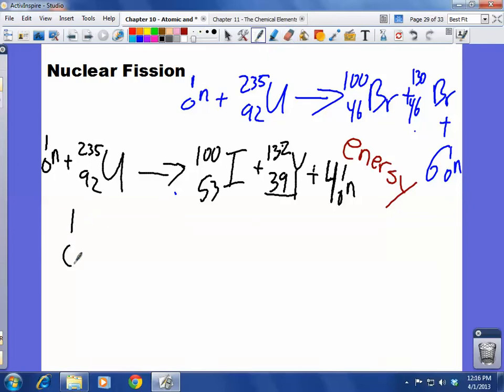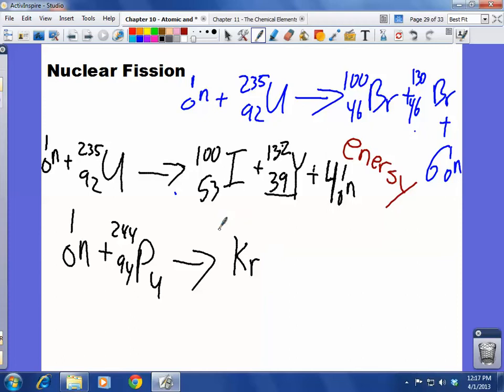Okay. Let's say this time I'm firing this neutron at plutonium. Find plutonium. And this time it's going to split up into krypton-102, 36, something else, and 3 neutrons. See if you can tell me what that other piece is going to be, using what we've already used.